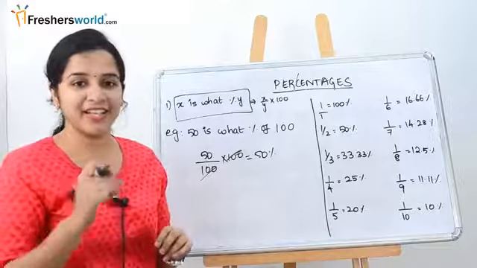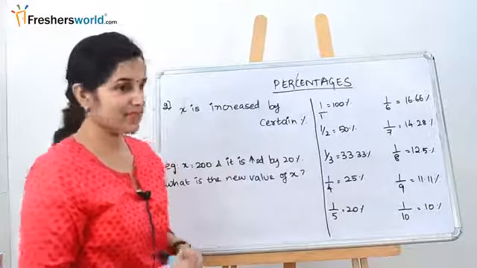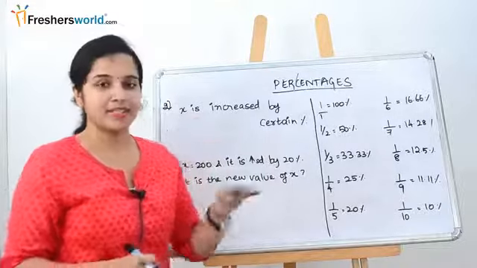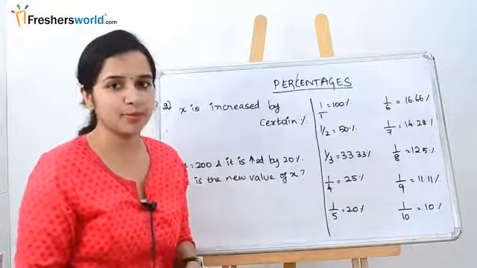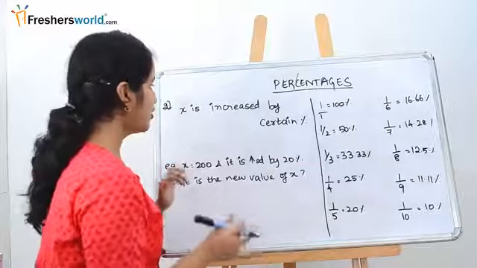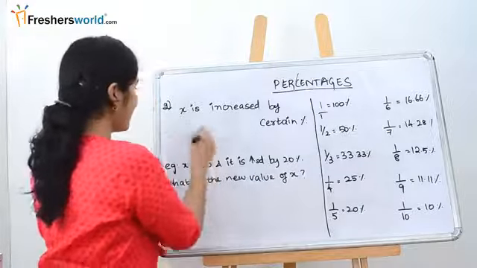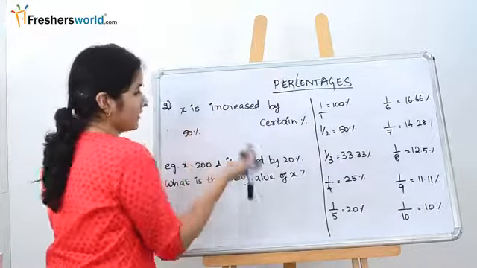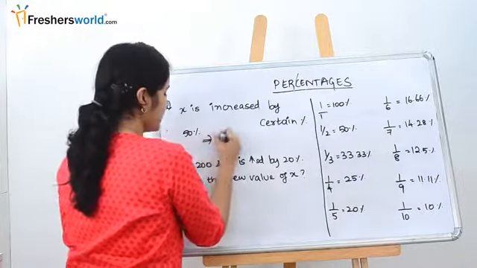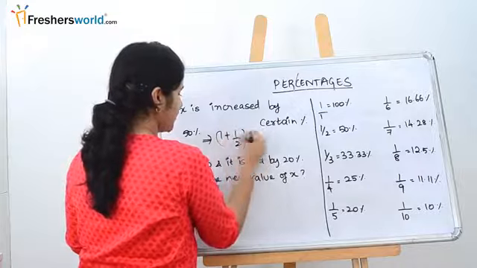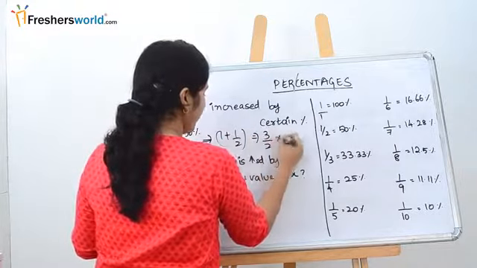Let's go to the next concept. The second type is X is increased by a certain percentage; find the new value of X. This is another common simple problem that we face in percentages. How to do that? Let's take for example, X is increased by 50%. We know 50% is nothing but 1 by 2. So it is increased by 1 by 2, which is nothing but 3 by 2 of the X value.